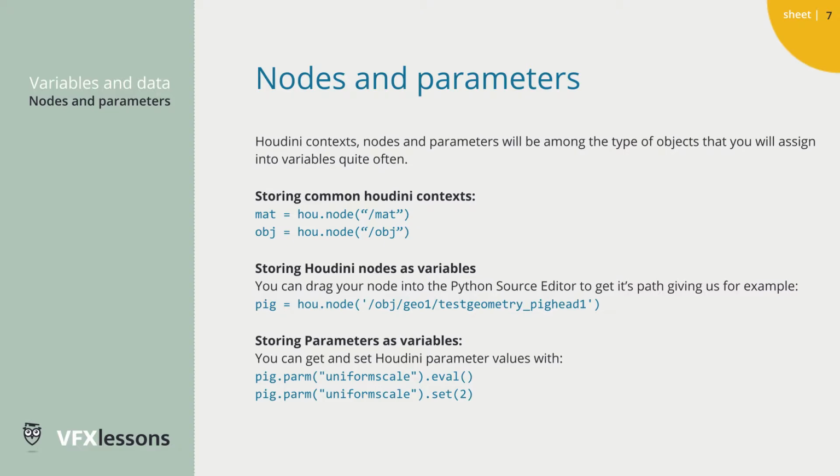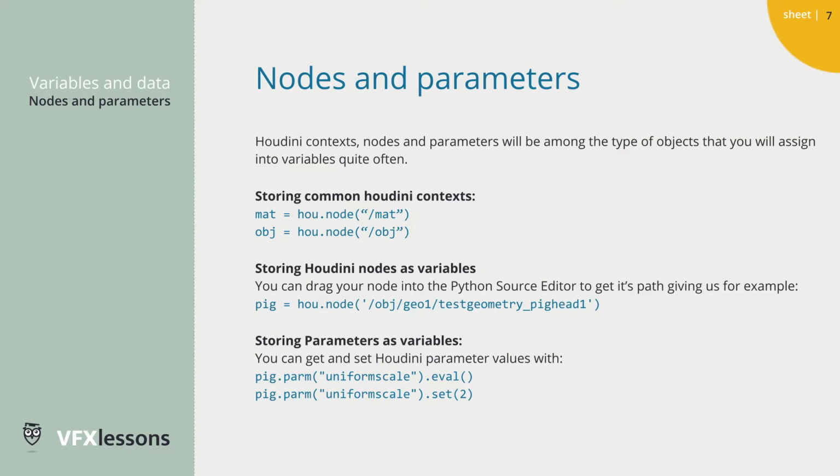And you can store parameters as variables as well by using the param and then the name of the actual parameter. When you mouse over any of the parameters that you want to grab, it will give you the name that you will need to type in here. And then we can use the .eval function just right behind it, and it will give you the actual value of that parameter, not only the object of the parameter.